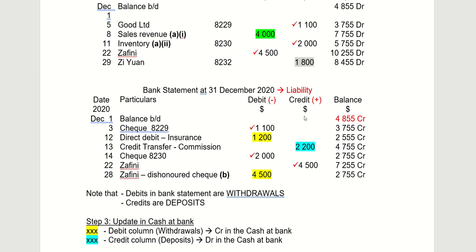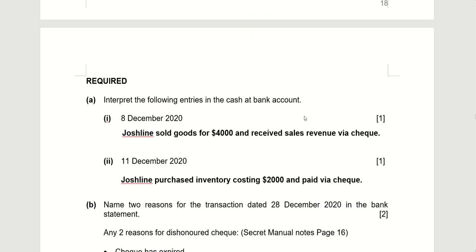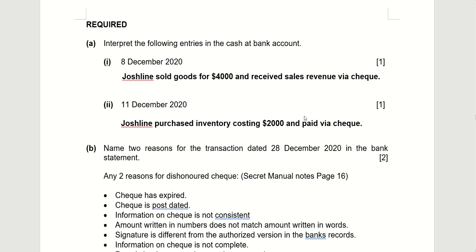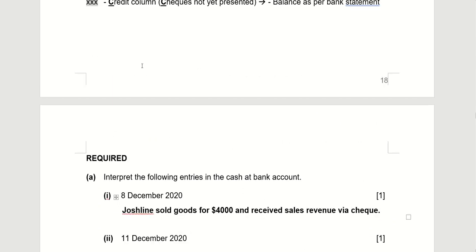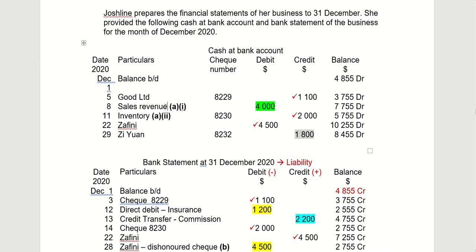Okay, and if we are fine with this, we are going to go on and interpret the following entries in the cash at bank account. What's happening on the 8th of December? Now, in the cash at bank account, the debits are positive values, whereas the credits are negative, minus, meaning debit cash at bank increases, credit cash at bank reduces.